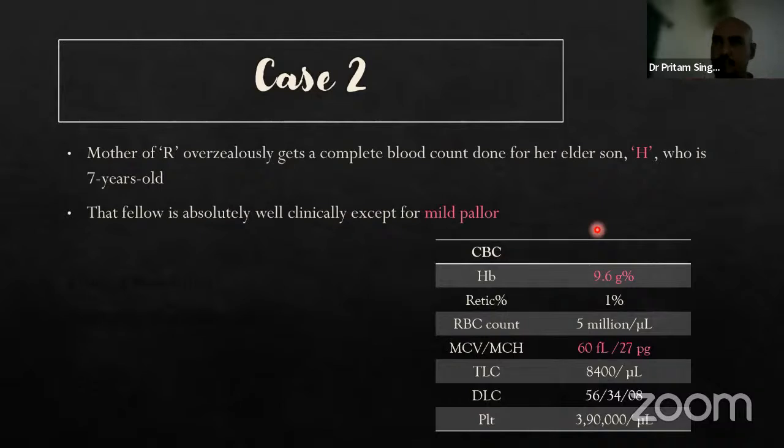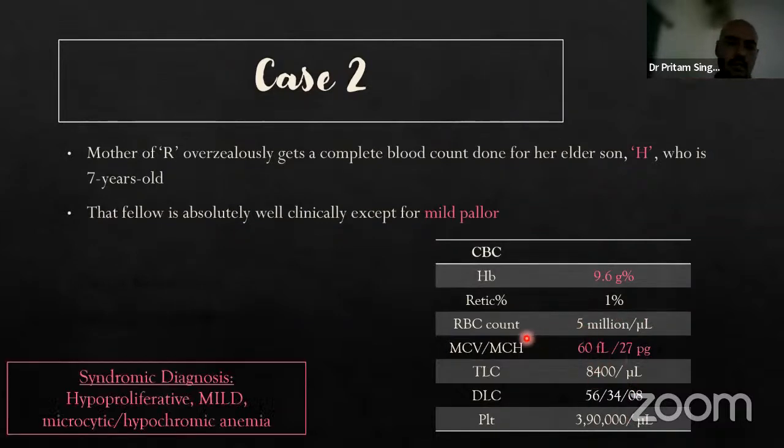The child then, with the report, came to your clinic, and you found the child is absolutely fine and has mild pallor. In the hemogram, hemoglobin is 9.6 grams per deciliter, which is a mild anemia. Red cell number, red cell distribution, TLC, DLC, platelets are all preserved, but there is indeed microcytosis and a bit of hypochromia. So the syndromic diagnosis: it is a very mild anemia, but if I have to classify, I will classify this as a hypoproliferative anemia because the retic count is low and it is indeed microcytic hypochromic.